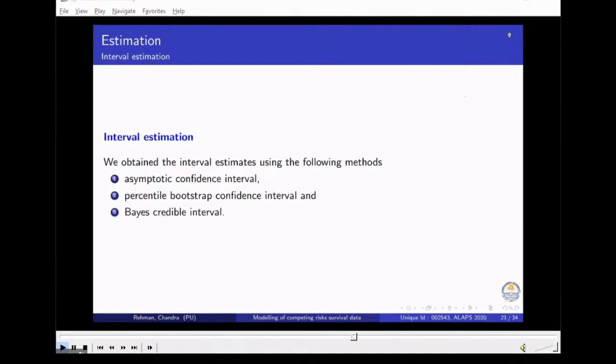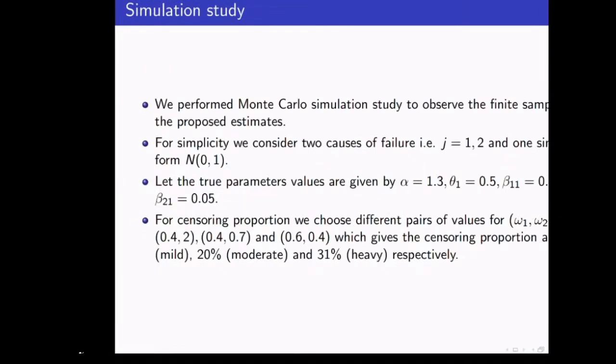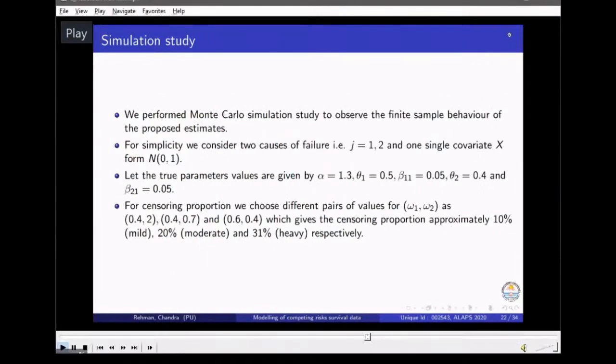For interval estimation, we use the asymptotic confidence interval, the percentile bootstrap confidence interval, and the Bayes credible interval. To observe the finite sample behavior of the proposed estimation, we consider a Monte Carlo simulation study. For simplicity, we consider two causes of failure and a single covariate X generated from the standard normal distribution, and we assume three censoring proportions, 10%, 20% and 31%, by assuming different values for omega 1 and omega 2.